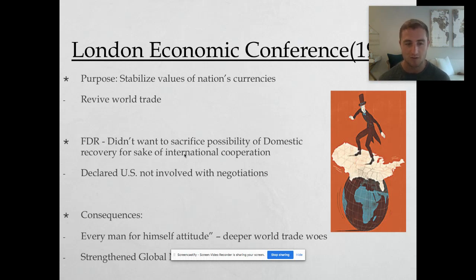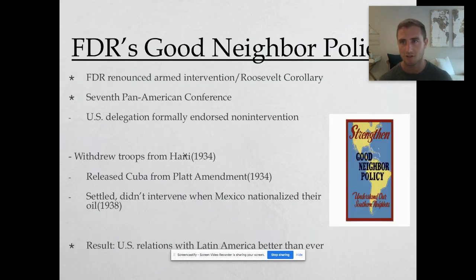And the biggest effect of that is that it's going to strengthen global economic nationalism. Countries aren't working together during the Great Depression, and that, of course, is going to be an every-man-for-themselves attitude that's going to lead to the rise of fascism.